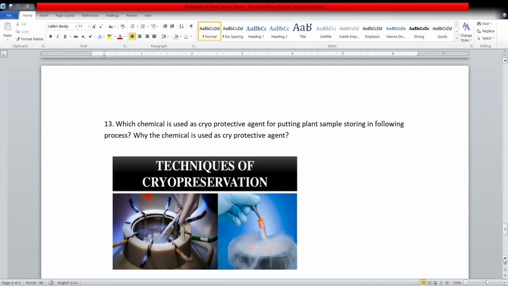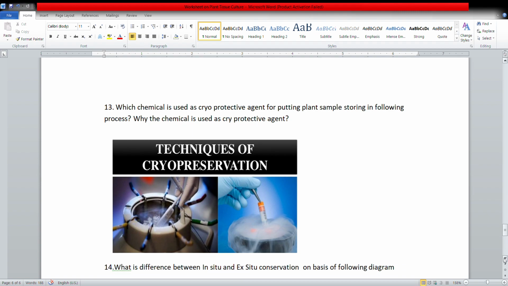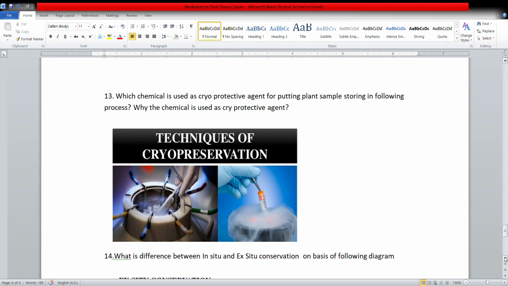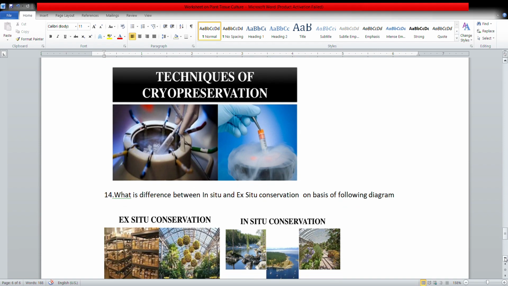Yes, which chemical is used as a cryoprotective agent for storing the plant sample in the following process? That is DMSO, dimethyl sulfoxide. In this liquid we can put the sample in the cryo container that contains a sufficient amount of liquid nitrogen. At very low temperature it is not going to form ice crystals, so we can store the sample for a very long period of time, and it cannot damage the cell structure, maintaining the cells in live condition.